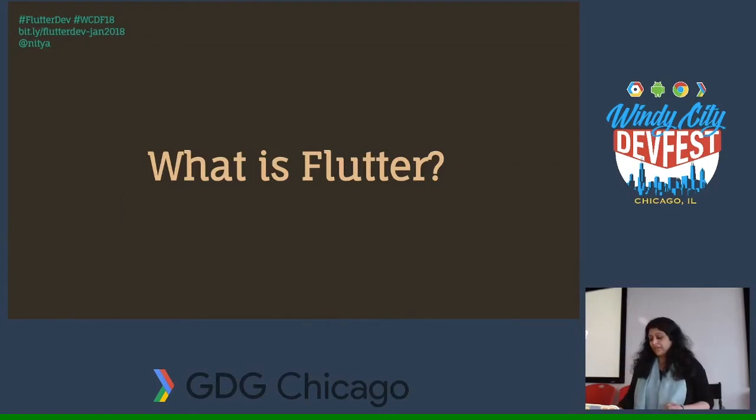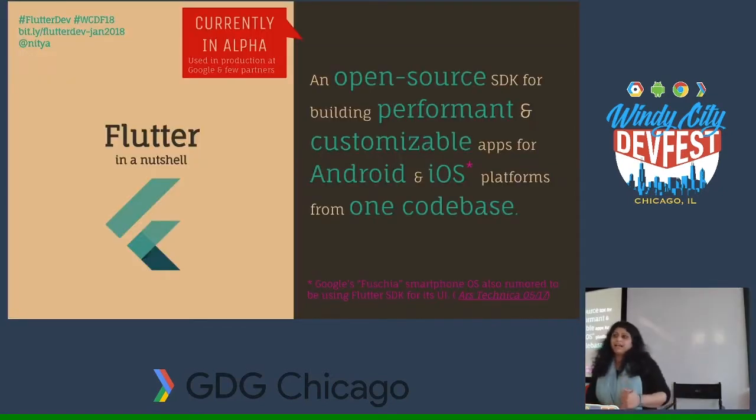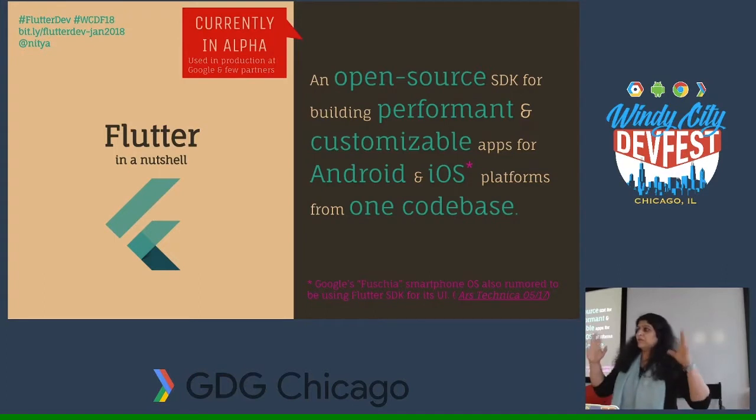What exactly is Flutter? At a very high level, this is the Uber one-liner definition. It's an open source SDK from Google that helps you build performant and customizable UI for modern mobile platforms like Android and iOS. But the most important thing that people emphasize is you build it with one code base, right? That means you as a developer have one source and you get two apps out of it.